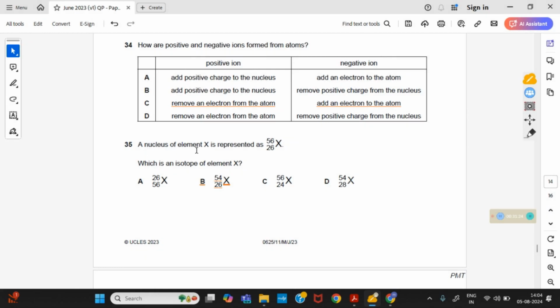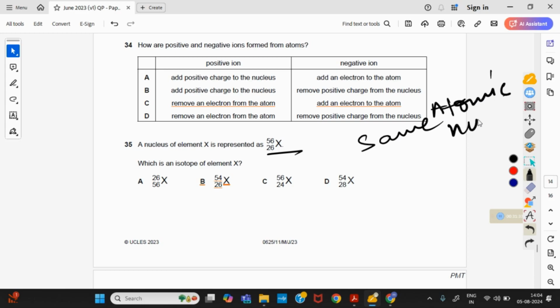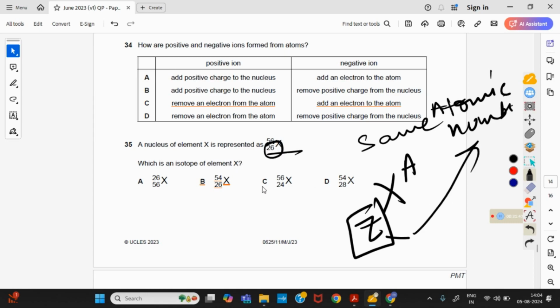A nucleus of element X is represented by the symbol given, which is an isotope of an element. Isotope means the same atomic number. When you write the symbol with Z and A, this Z represents the atomic number. Here you can see 26 is the atomic number, and 26 is the atomic number in option B. In the other options it is 24 and 28. So the same Z, the same atomic number, is required here. Option B is right.